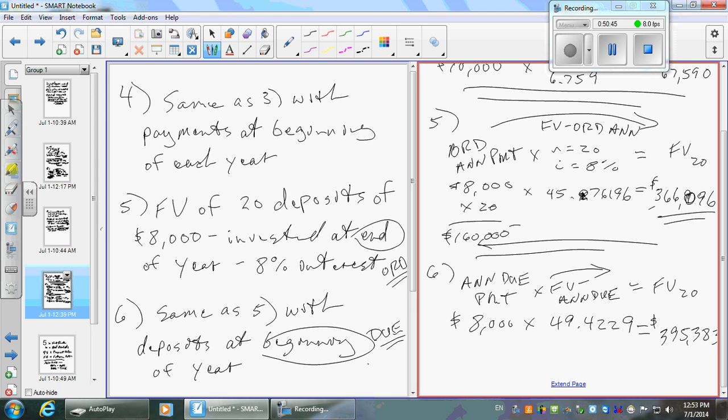Could you take 366,096 times 1.08 and get that number? Yeah, it doesn't matter when you do the multiplication, but do the same thing. Or could you take the 395,383 and divide by 1.08 and get back to the 366? Yeah. Nothing to this, is there? Nothing to it. Okay, so let's do something fun then. Let me give you one that might be entertaining for you. Maybe.